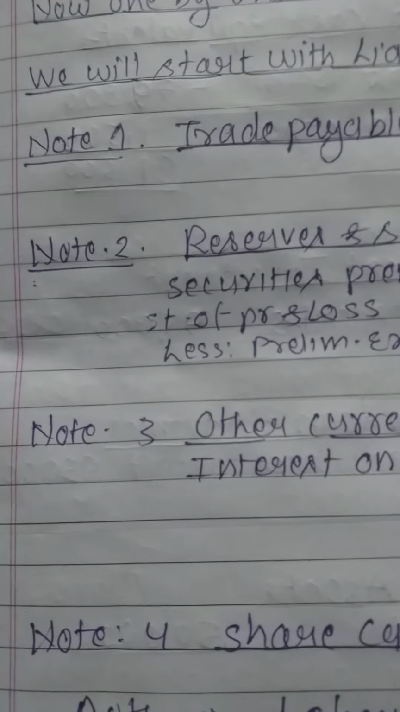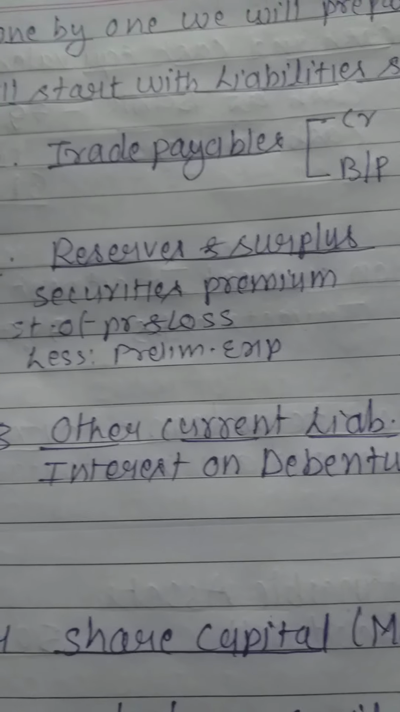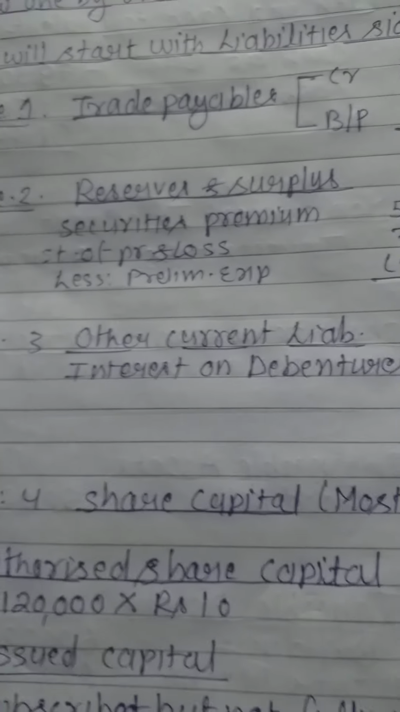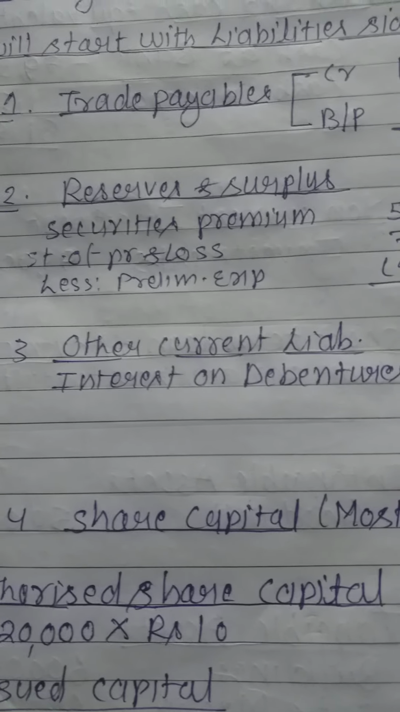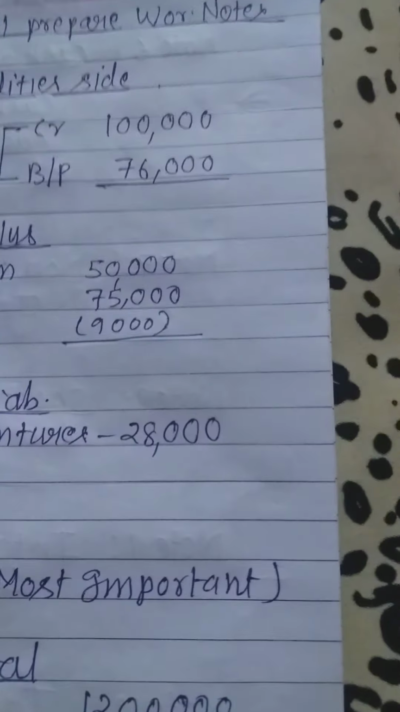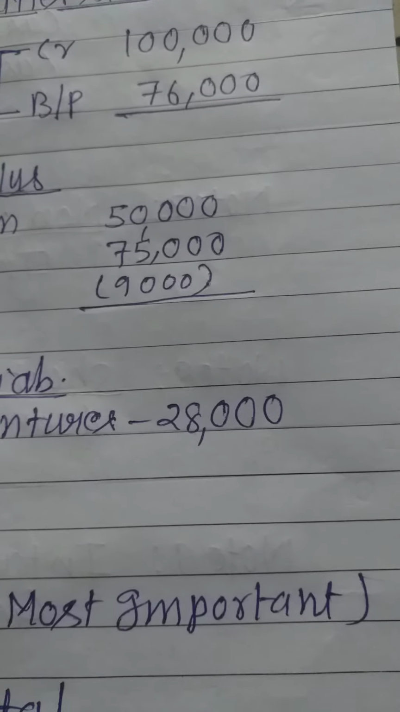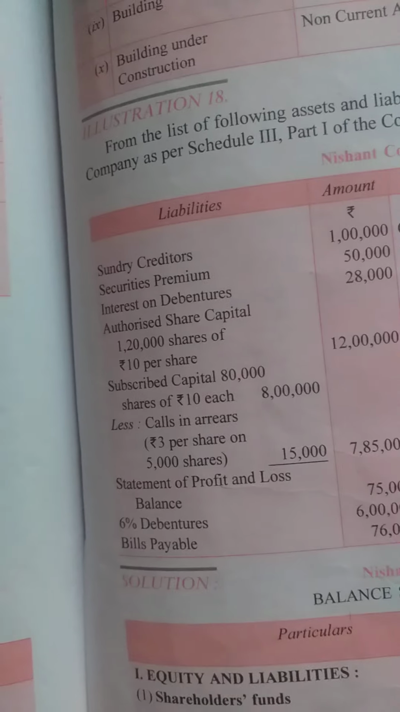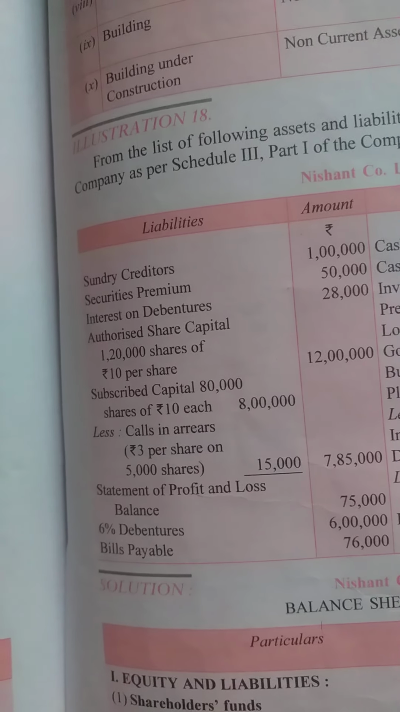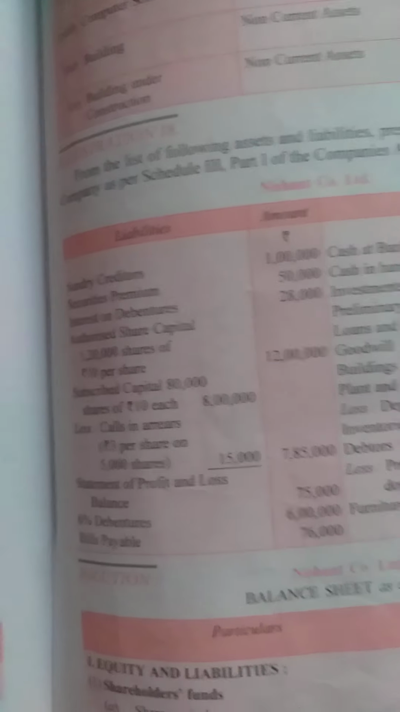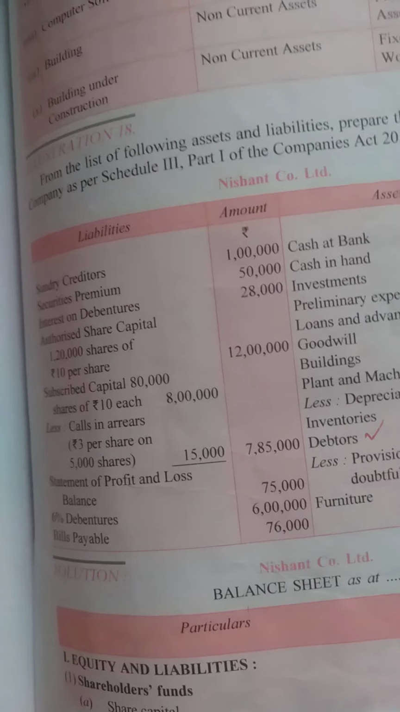Okay. Under the heading other current liabilities, see, note number 3. What you have to write? Other current liabilities, and under other current liabilities, you have to write interest on debentures. Amount is 28,000. Now see the fourth one. The fourth one is related to authorized share capital. Remember, this is the most important one.